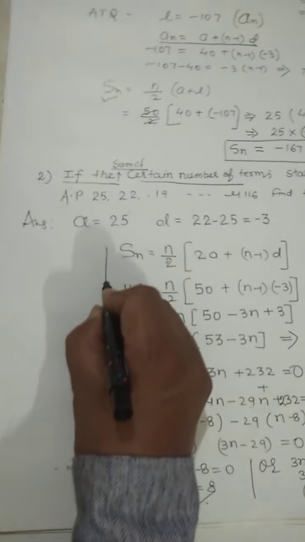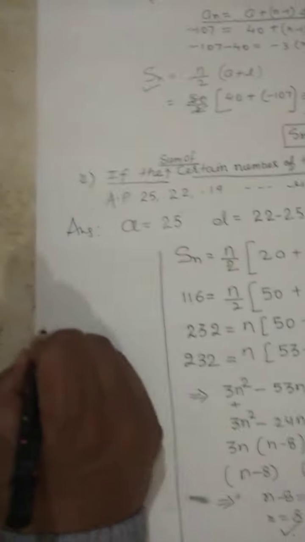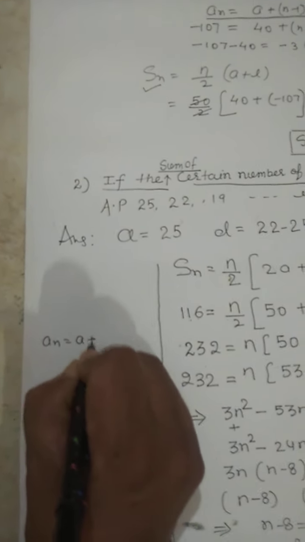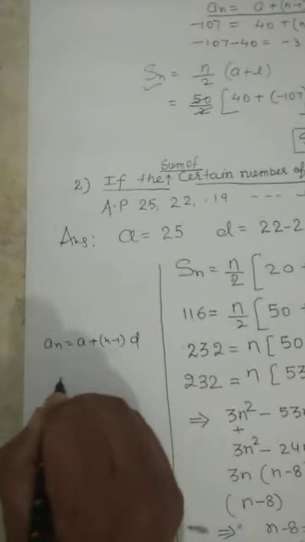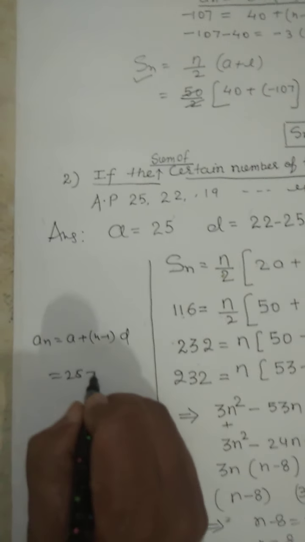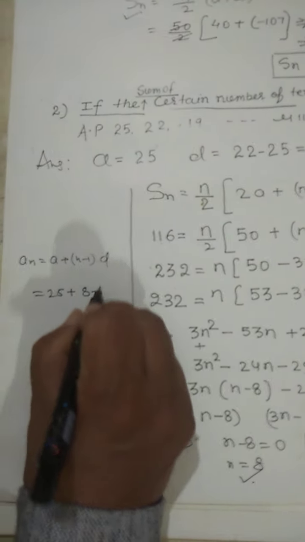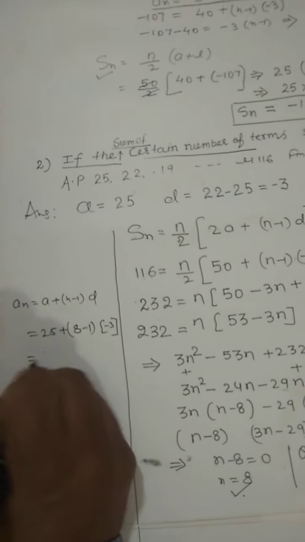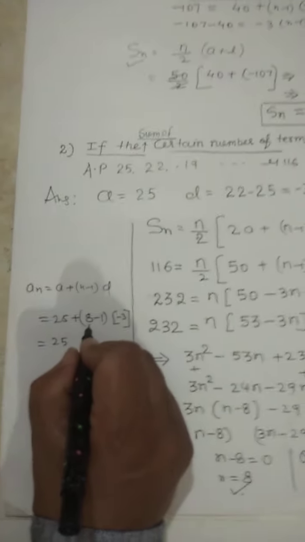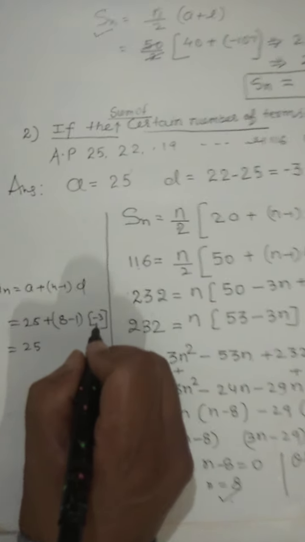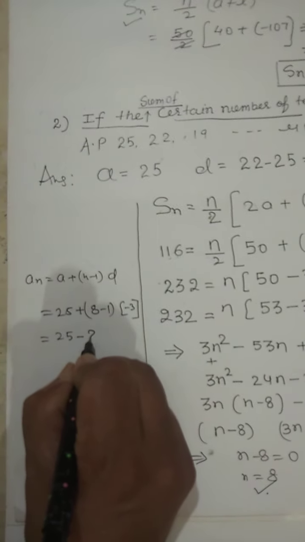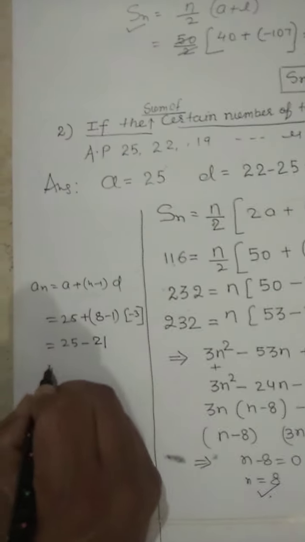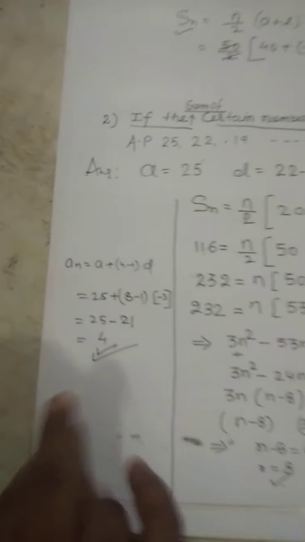Now we have to find the last term: an is equal to a plus (n minus 1)d. A is equal to 25 plus, n is 8, so 8 minus 1, and d is minus 3. So this is 25 minus 7 into 3, that is minus 21. So this is 4. The last term is 4.